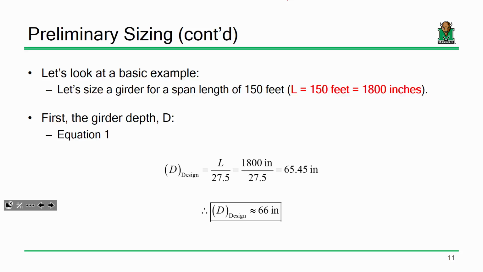Now, in a design scenario, don't use 65.45 inches. Typically, in plate widths, what I like to see is to the nearest inch. That's pretty common. You might see to the nearest half inch, but usually to the nearest inch is pretty common. So we'll use a web depth of about 66 inches to start out. Sound good?